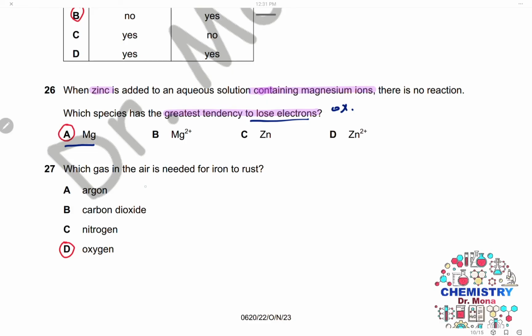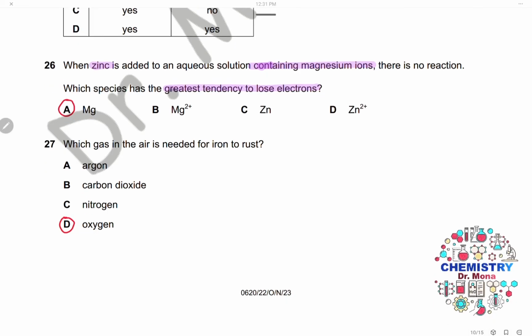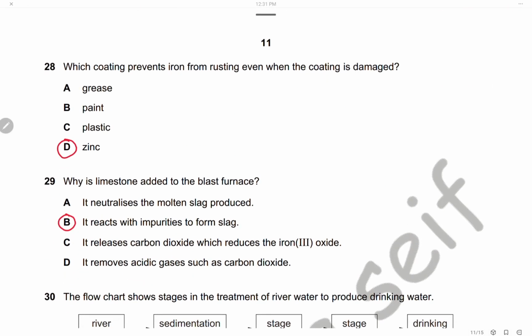Question 27. Which gas in the air is needed for the iron to rust? Of course, oxygen is needed for iron to rust, and the answer is D. Question 28. Which coating prevents iron from rusting even when the coating is damaged? A coating of the metal which is more reactive than iron can prevent iron from rusting even if the coating is damaged or scratched. So here the metal that is more reactive than iron is zinc. The answer is D.